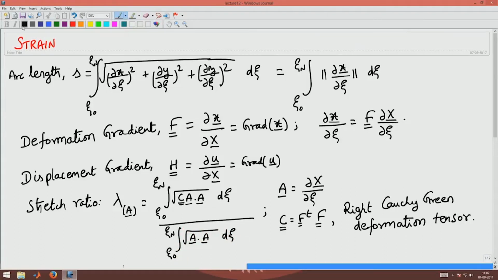If you remember, we defined stretch ratio as the length of the arc in the current configuration divided by the length of the arc in the reference configuration. Okay. Here a was dx by d psi and C was F transpose F, and is called the right Cauchy-Green deformation tensor. This is where we stopped in the last class. Let us go further and see how we can simplify this.